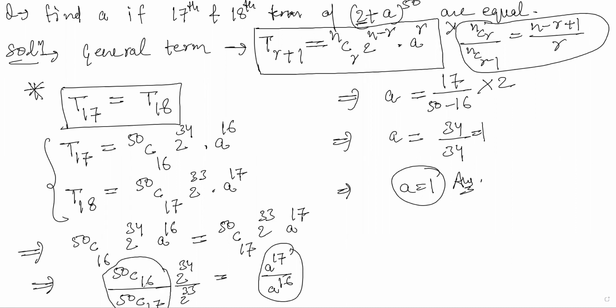You could have expanded 50C16, you know the formula, n factorial divided by r factorial into n minus r factorial, and you could have solved it using that as well. But the important part is to use the general term.